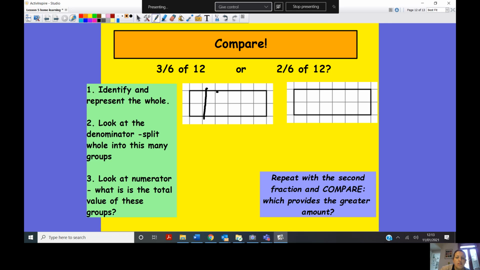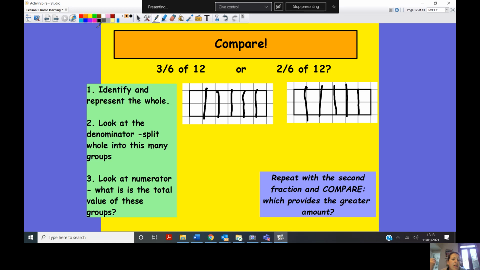So I've got 1, 2, 3, 4, 5, 6. 1, 2, 3, 4, 5, 6. 1, 2, 3, 4, 5. 1, 2, 3, 4, 5, 6. So I've selected my equal groups.